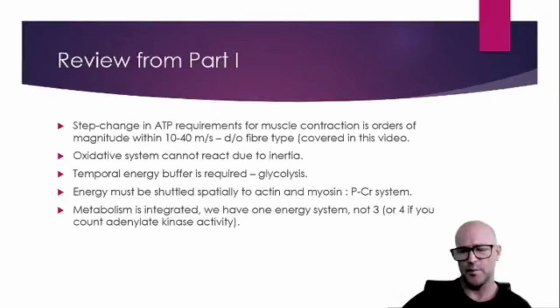And in order to communicate and shuttle the energy between the mitochondria that are in one part of the cell to the contractile proteins within the muscle fiber, we need a spatial buffer. That's the phosphocreatine system. So basically, the take-home message for part one is that we're often taught about there being 3 discrete energy systems. There's actually 4 if you count a thing called the adenylate kinase system, but that's a bit advanced and beyond the scope of this discussion, so we won't go there.